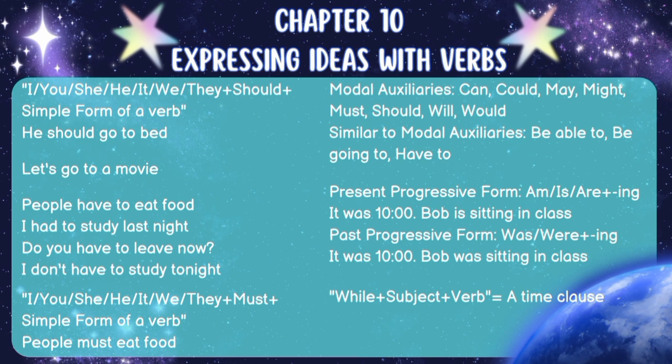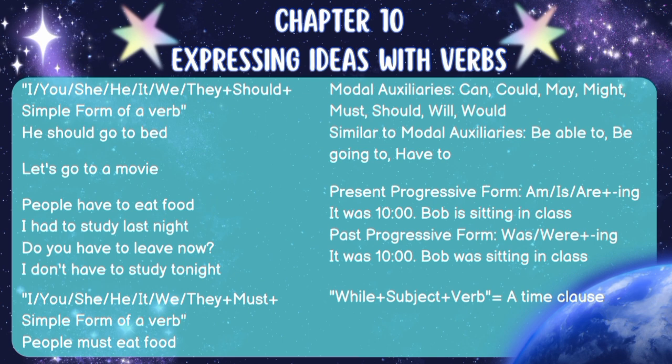Using have plus infinitive, has to or have to. Have plus infinitive has a special meaning. It expresses the same idea as need. Past form, had plus infinitive. Question form, do, does, or did is used in questions with have to. Negative form, do, does, or did is used with have to in the negative. For example, people have to eat. I had to study last night. Do you have to leave now? I don't have to study tonight.